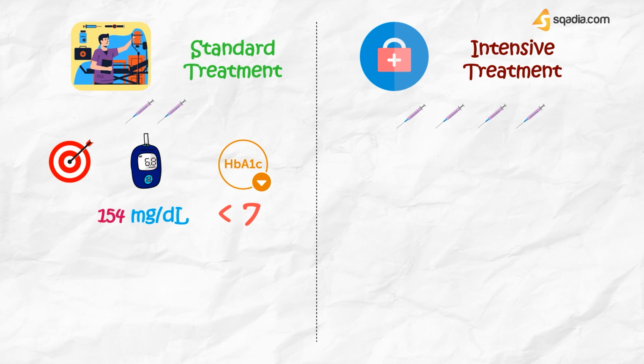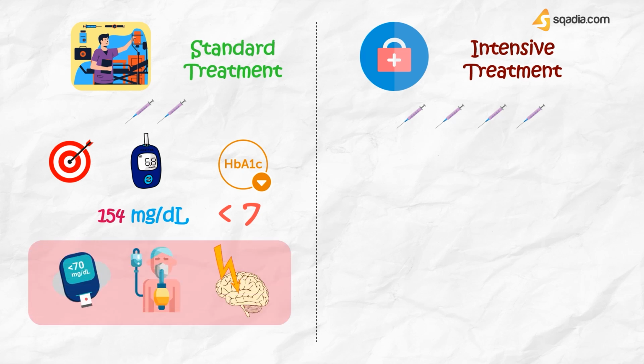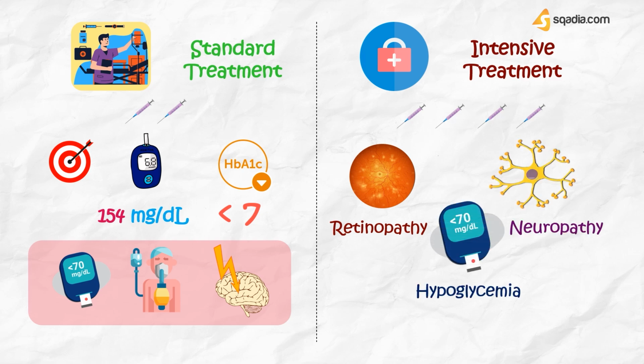The frequency of hypoglycemic episodes, coma, and seizures is higher with intensive insulin regimens. However, patients on intensive therapy show a significant reduction in microvascular complications of diabetes, such as retinopathy, nephropathy, and neuropathy, compared to patients receiving standard care.